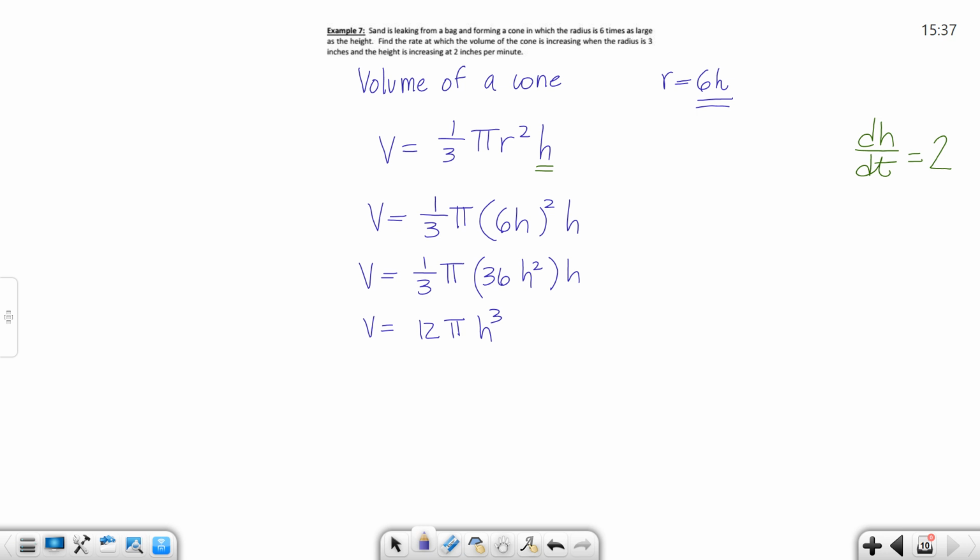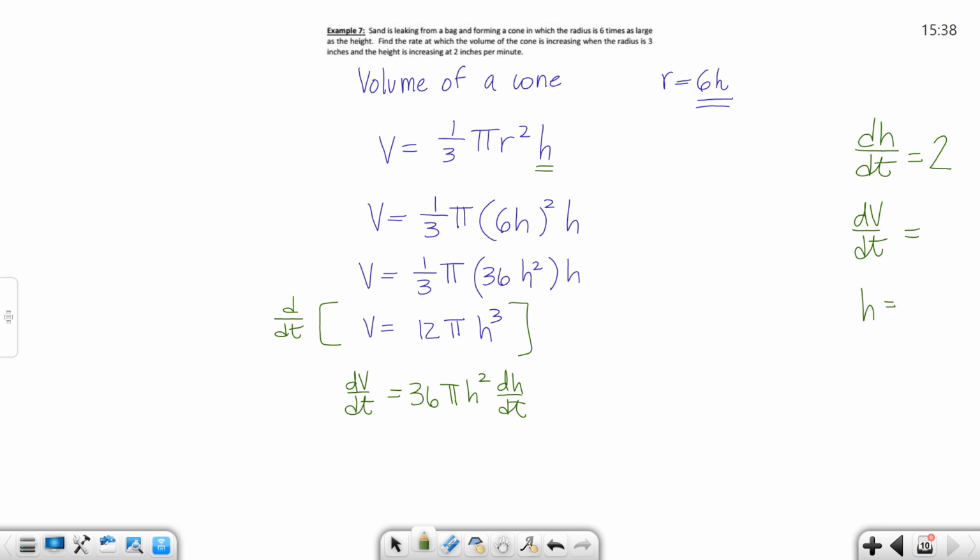Now then, now we can finally take the derivative. We're going to take the derivative of both sides with respect to t. So the derivative of V would just be 1 dV/dt. Over here we're going to have 36, bring your 3 down, pi h squared dh/dt. Now, the calculus was easy. It was the algebra that was hard. So if I look back over here, I'm going to need a dh/dt, I'm going to need a dV/dt, and I'm going to need an h. So those are the things that we have to fill in.